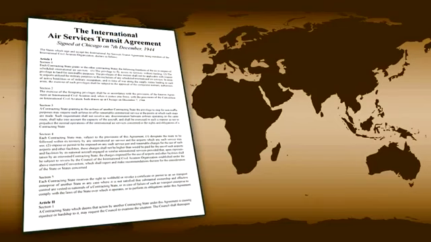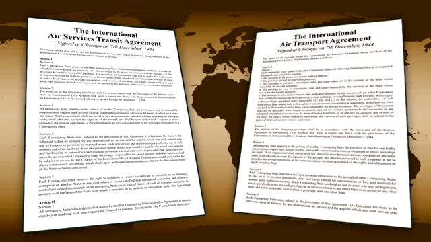The first agreement, the International Air Services Transit Agreement, makes provision for aircraft of any participating state to fly over or land for technical reasons in the territory of any other participating state. The second agreement, the International Air Transport Agreement, further provided for the carriage of traffic between the state of registry of an aircraft and any other participating state.